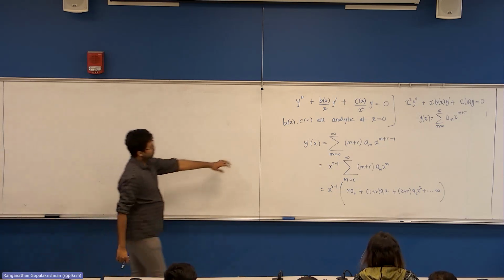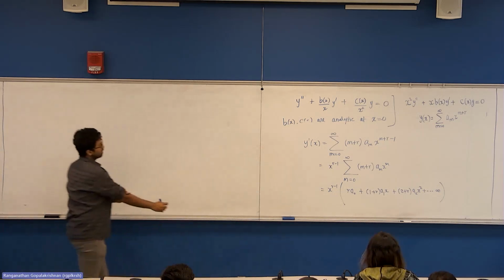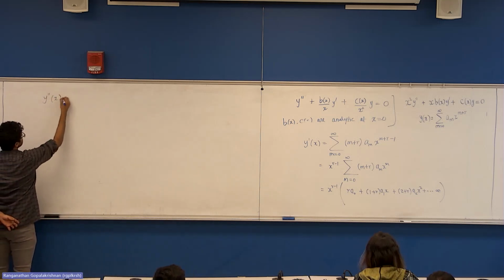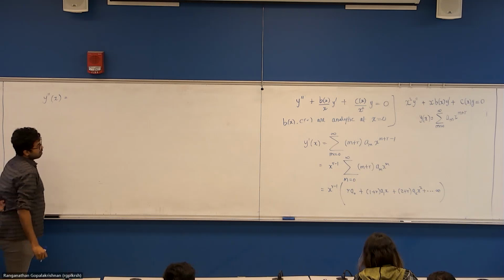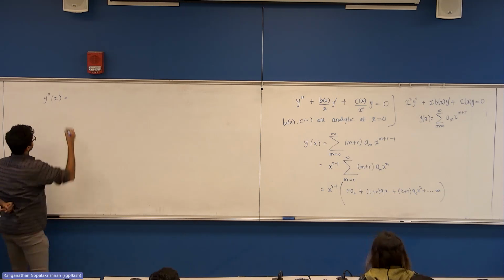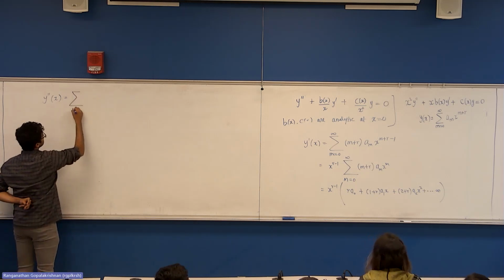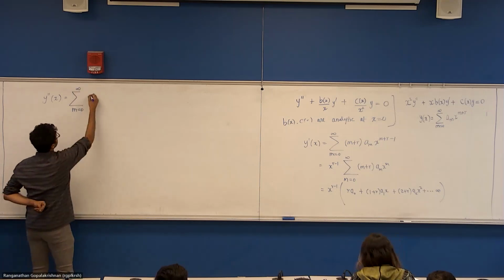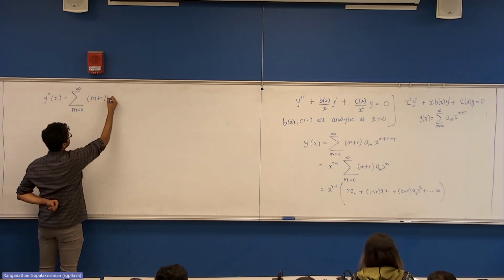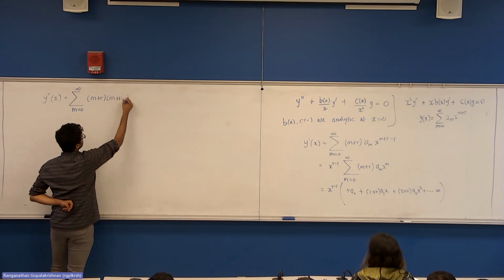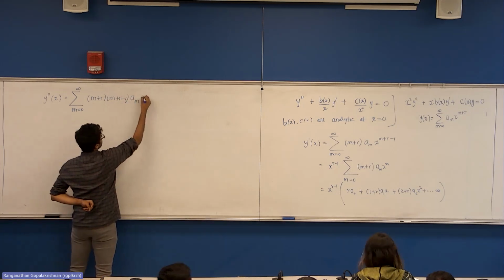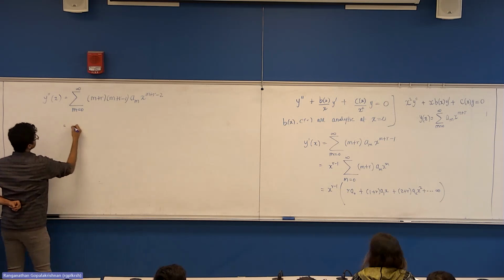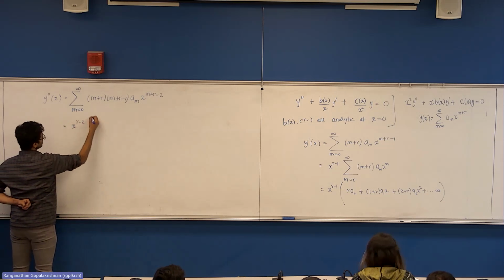So you got your y prime. Similarly, let's get our y double prime. y double prime of x equal to, what will that be equal? Infinite series m equals 0 to infinity, (m plus r) times (m plus r minus 1) times a_m x to the power m plus r minus 2, which is x power r minus 2.